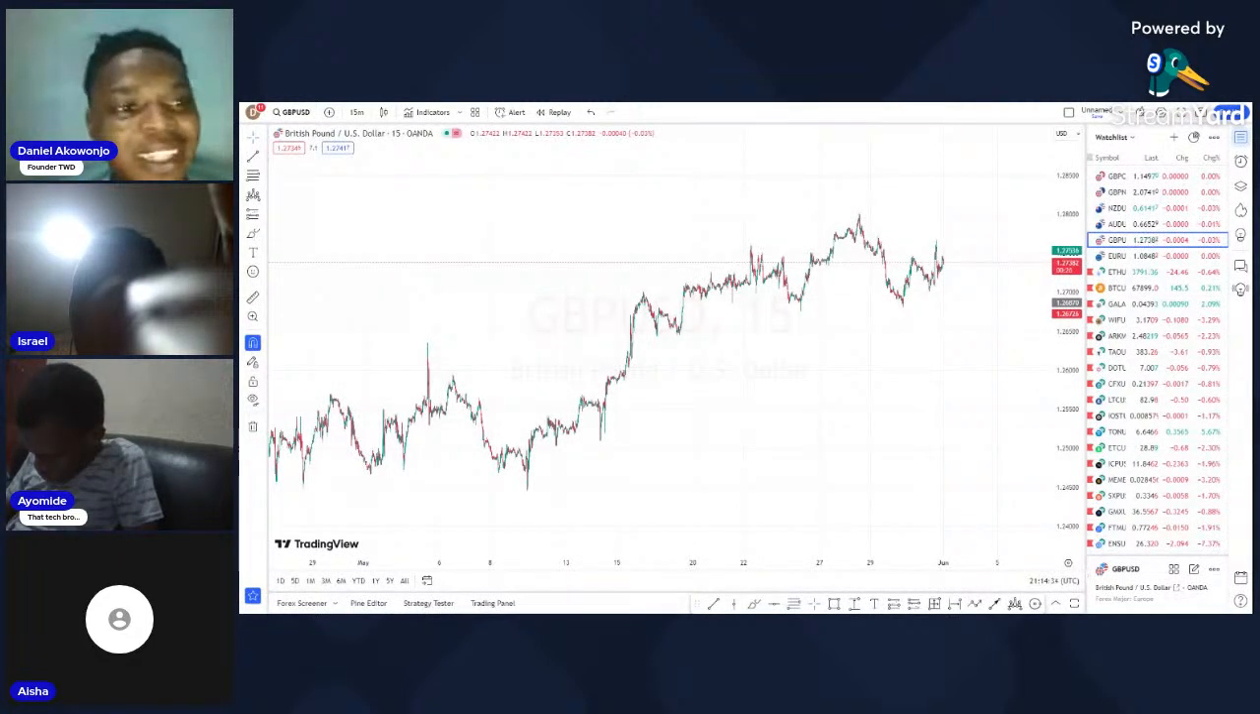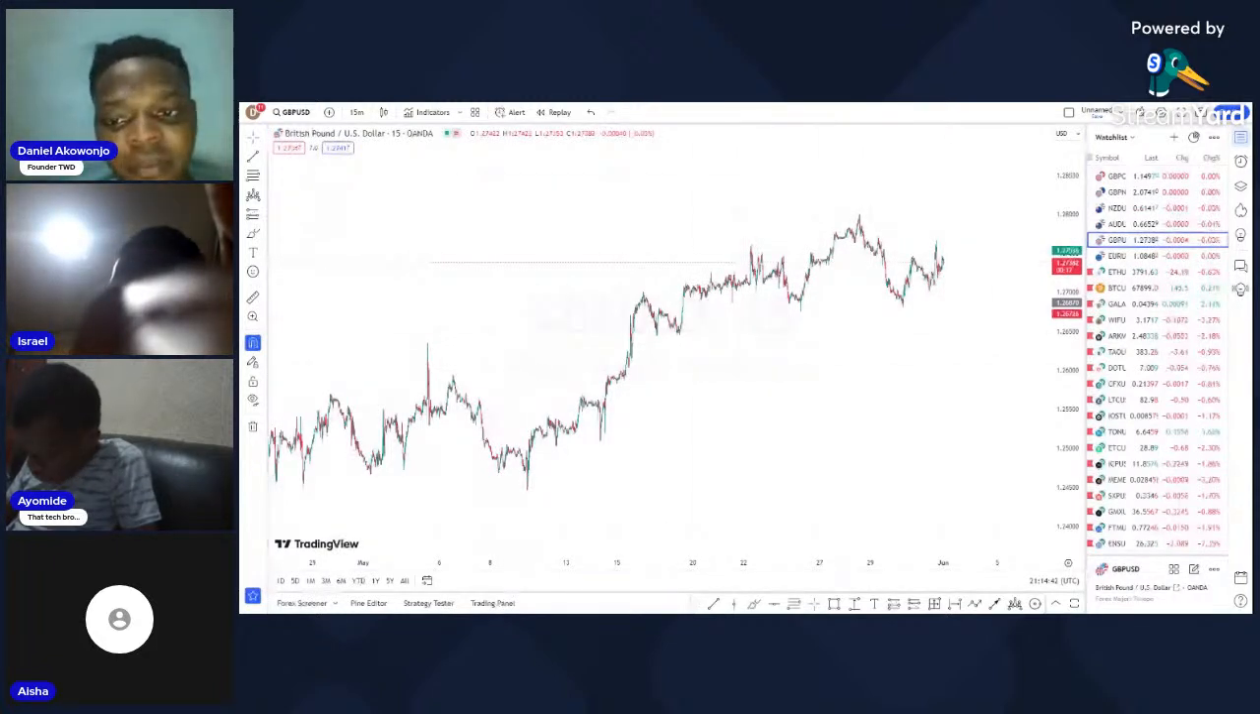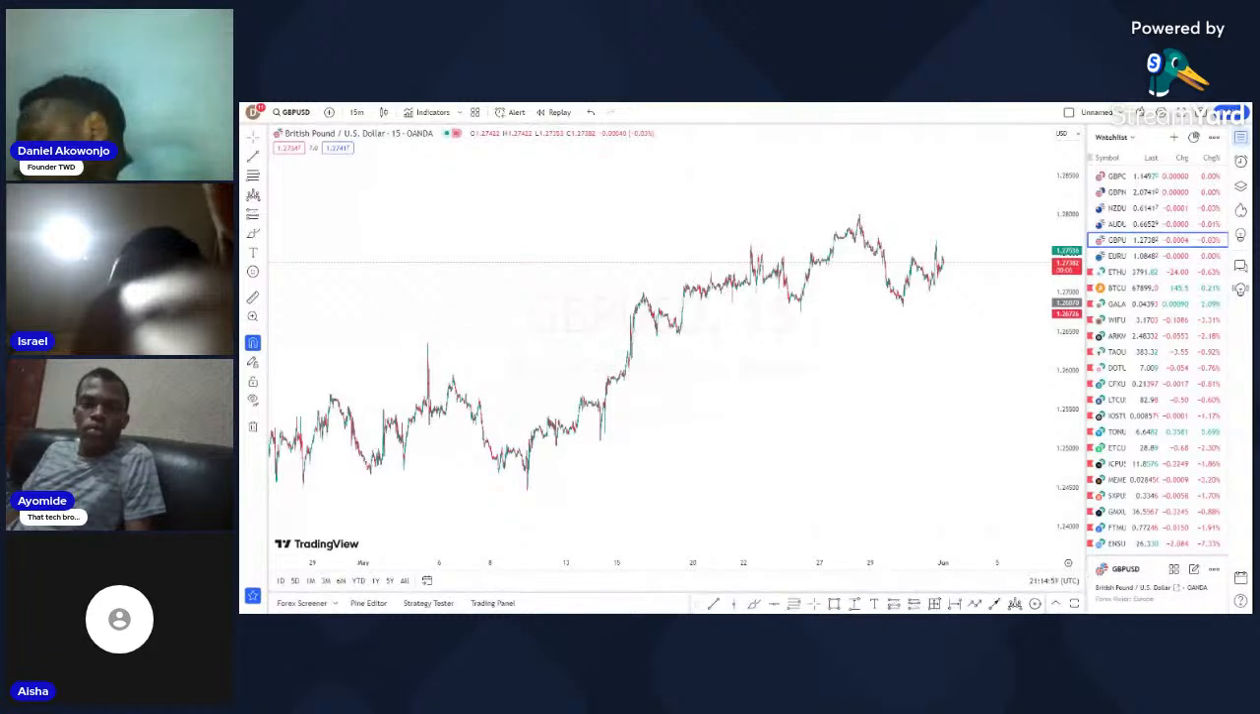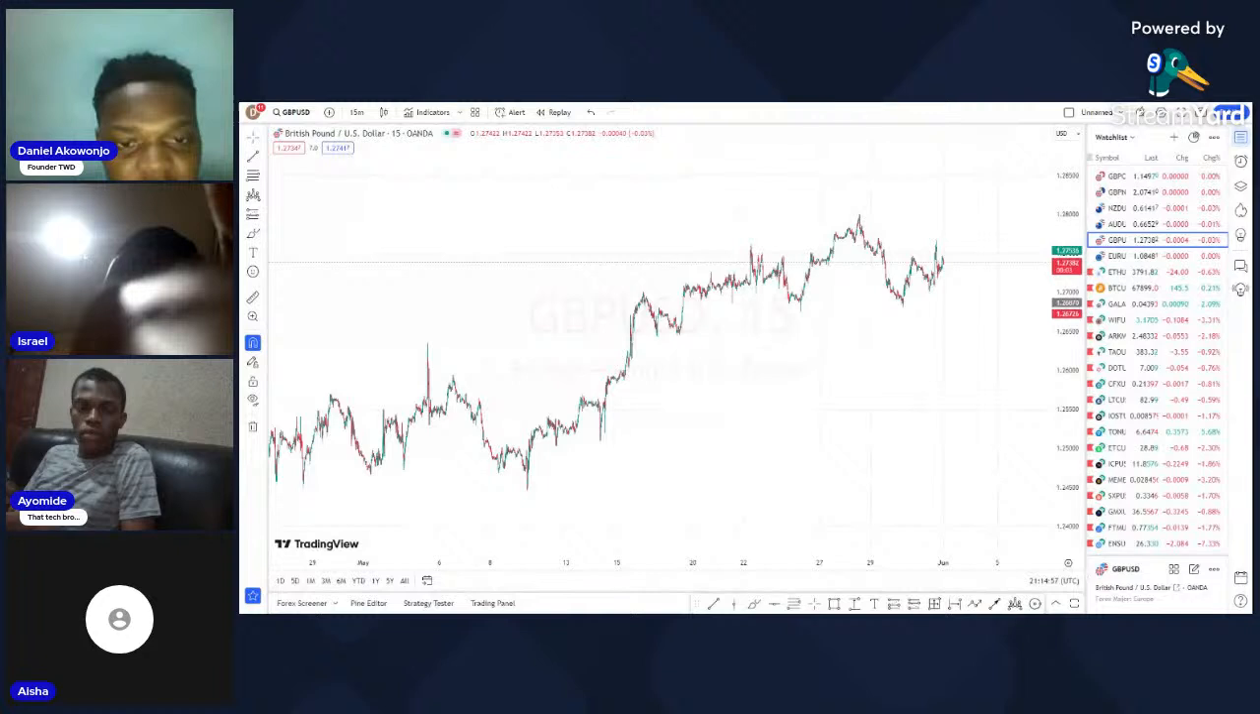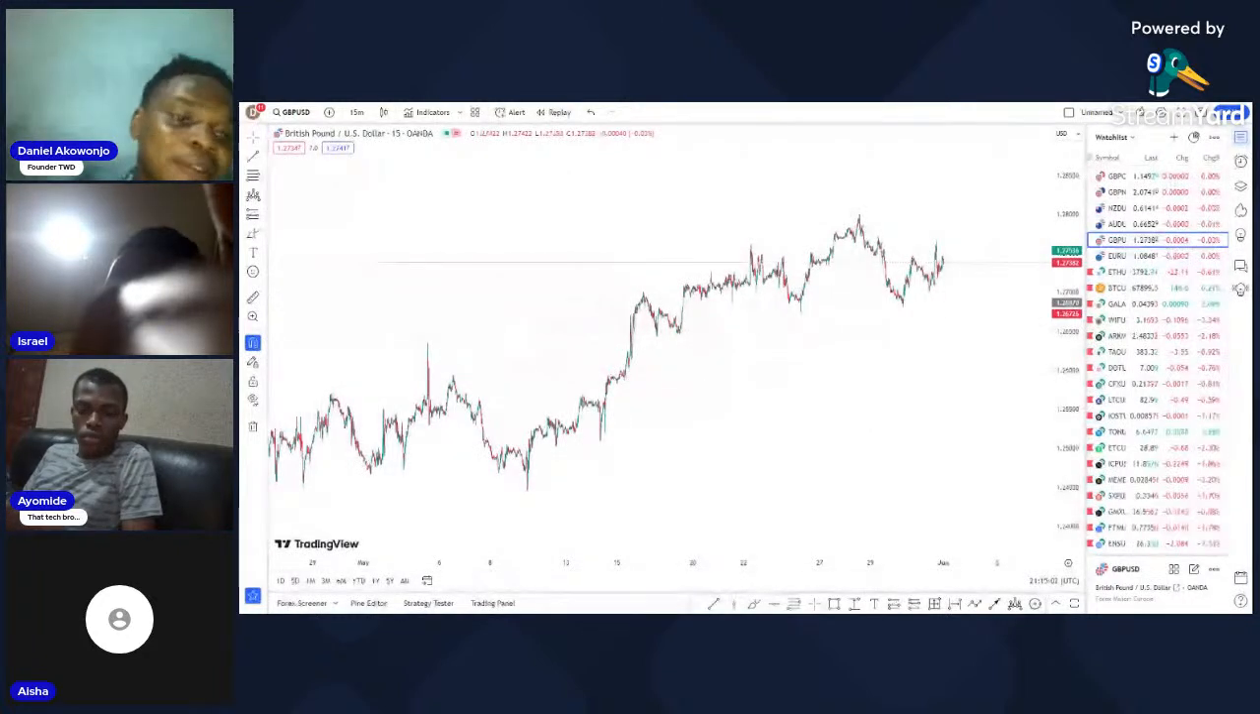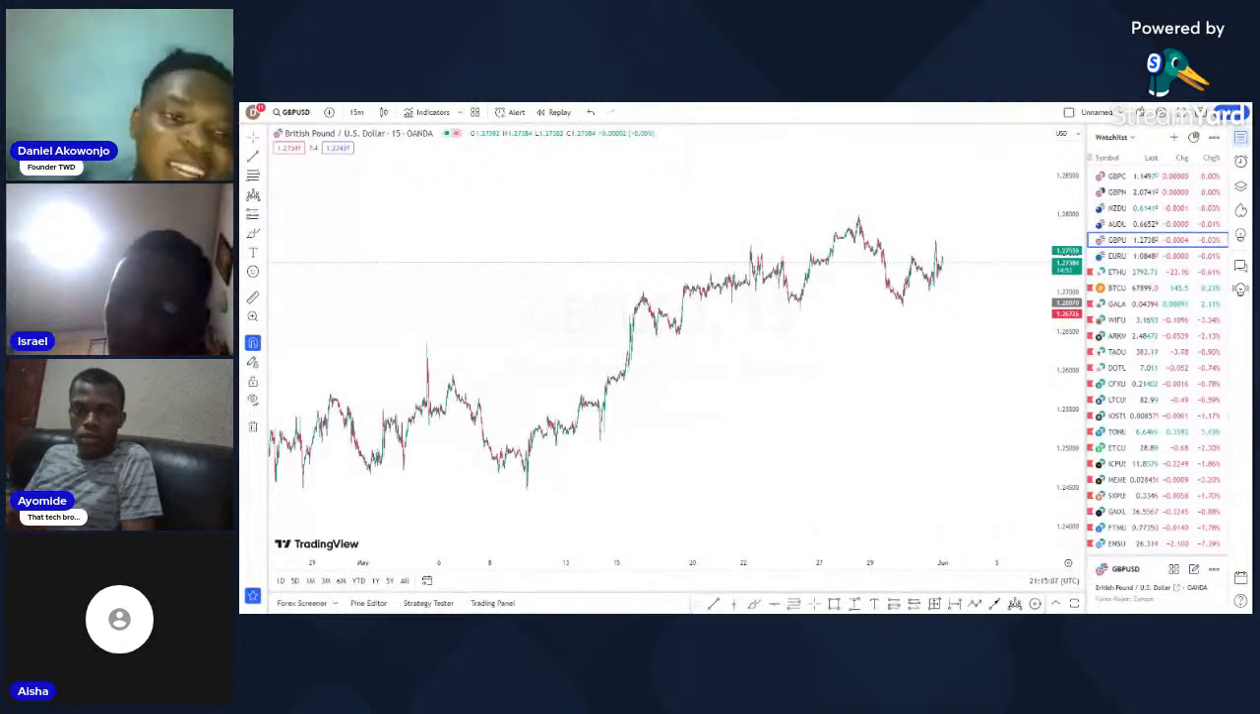Now, for you to be able to trade technical analysis, the very first thing you need to point out is your top-down analysis. Take note of it. Top-down analysis. What does this mean? It means that you are going from a higher time frame down to a lower time frame. You are doing your technical analysis from a higher time frame down to your lower time frame.